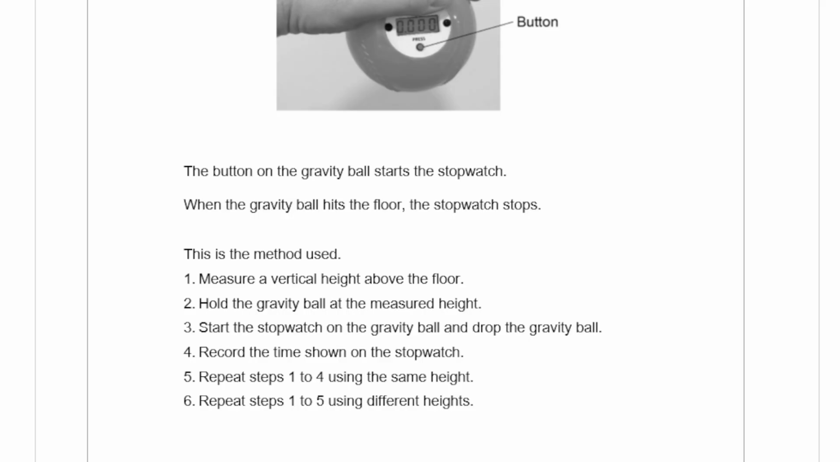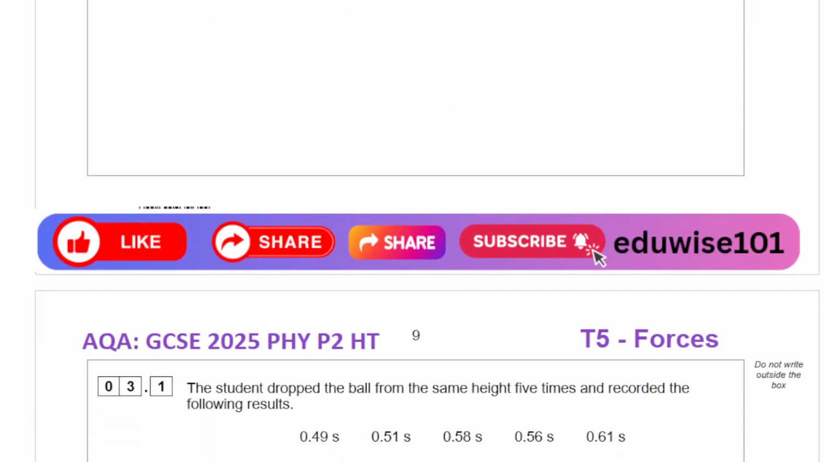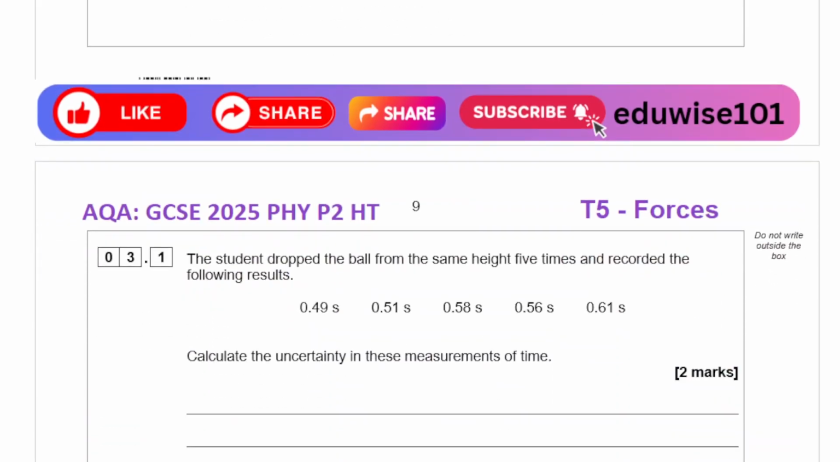Measure the vertical height above the floor. Hold the gravity ball at the measured height. Start the stopwatch on the gravity ball and drop the gravity ball. Record the time shown on the stopwatch. Repeat steps 1 to 4 using the same height. Repeat steps 1 to 5 using different heights. So once you've got the different times for the heights, you could actually use a simple equation to work out the acceleration.